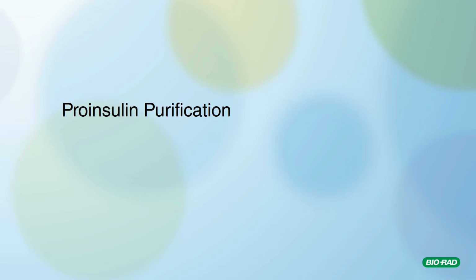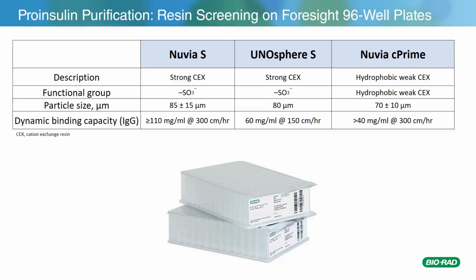Let's talk about the proinsulin purification. Cation exchange resins are commonly used in proinsulin purification because of their high binding capacity and high flexibility in scaling up. 3 resins were chosen for this evaluation, including Nuvia S, Unisphere S, and Nuvia C prime.